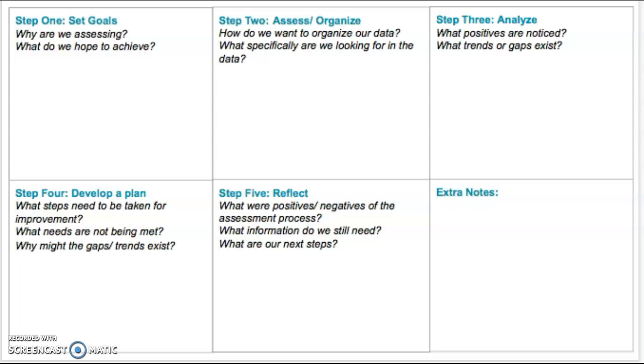And then the last step is to reflect. So I want my team to think of some positives and negatives of the assessment process, things we might want to change before we assess the students again. Also think about what information we still need. Going back to our plan, we might still need to get more data before we can fully implement our plan. And then think about what our next steps in the process will be. I also left a spot for some extra notes for teachers to add as they want.